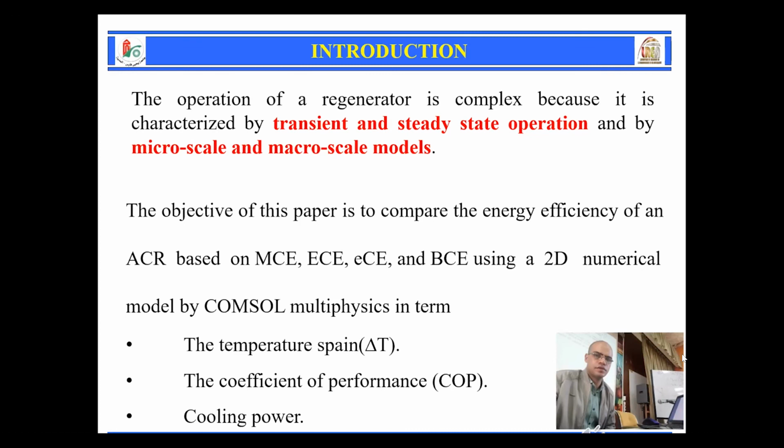The objective of this paper is to compare the energy efficiency of an active caloric regenerator based on the magnetocaloric effect, electrocaloric effect, elastocaloric effect, and barocaloric effect, using a 2D numerical model by COMSOL Multiphysics, in terms of temperature span, COP, and cooling power.